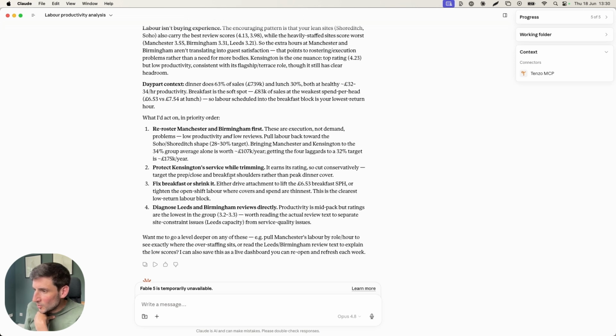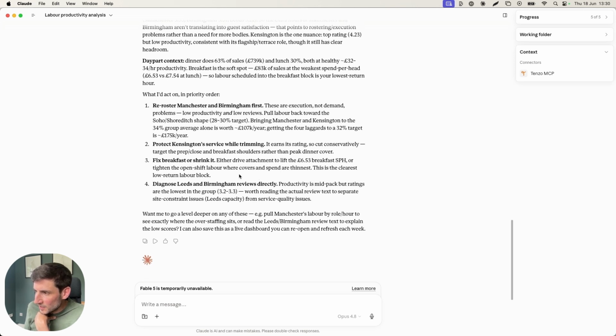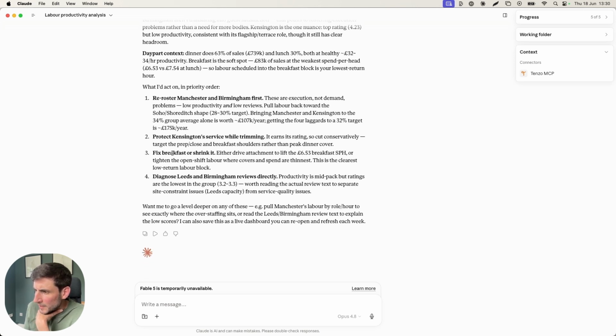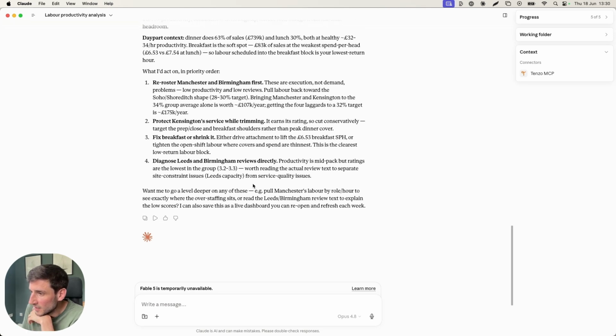Target the prep, close, and breakfast shoulders and the peak dinner cover. Fix breakfast or shrink it. Either drive attachment to lift the 566 pence per head. So it's helping me understand that labor productivity is not just labor. You've also got to make sure you've got your sales in a good place. Or tighten the open shift labor where covers and spend are thinnest, and then diagnose the leads and reviews directly.